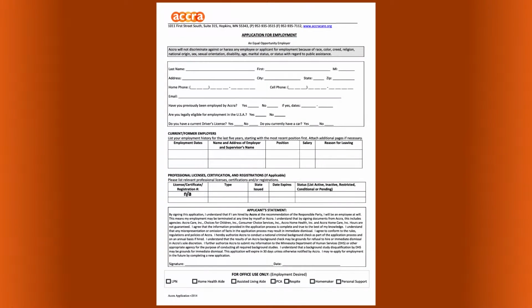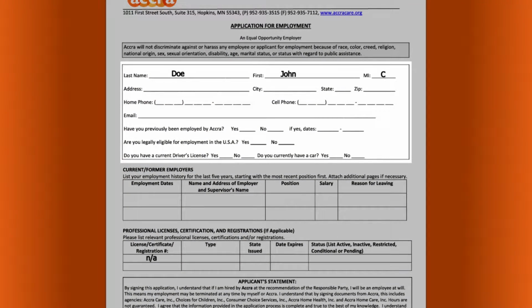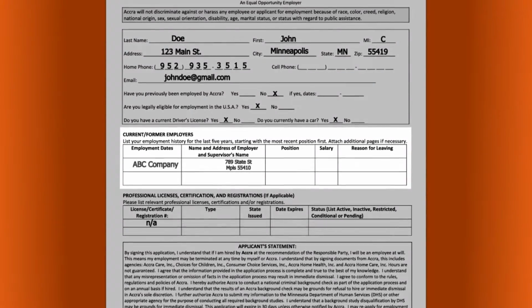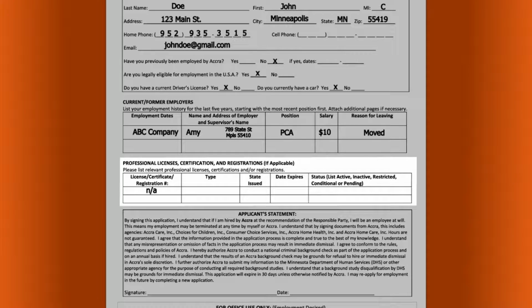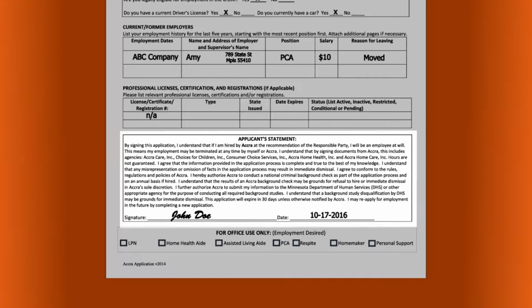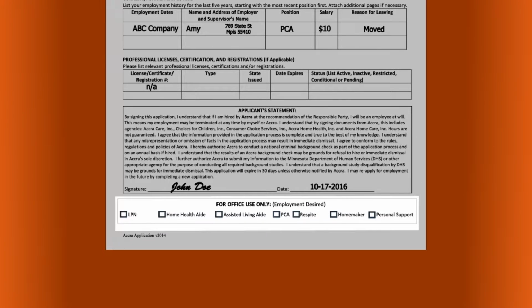Turn the cover sheet over to the Application for Employment page. In box 1, you'll add your name, current address, phone, and answer whether you've been previously employed by ACRA, are eligible for employment in the U.S., have a current driver's license, and own a car. Box 2 is asking for current or former employers, supervisor's name, job title held, salary, and reason for leaving. Next, please list any relevant licenses, certificates, or registrations. And finally, read and sign the applicant's statement. The lower portion is for staff purposes and can be left blank.